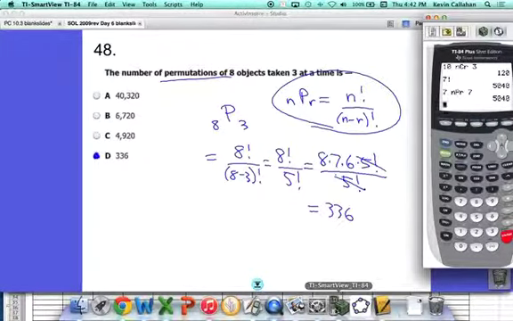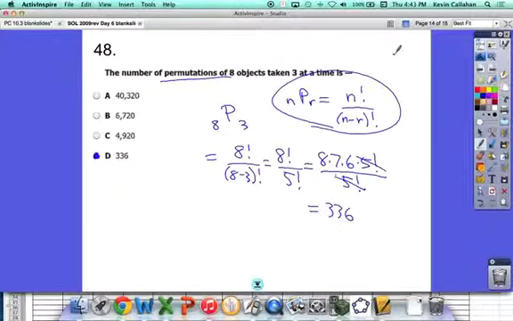Even I would use the calculator if I had to. So let me do 8P3. 8, math, PRB 2, and enter a 3. And I get 336. So the main thing to remember about combinations and permutations: order matters for permutations. It does not matter for combinations.